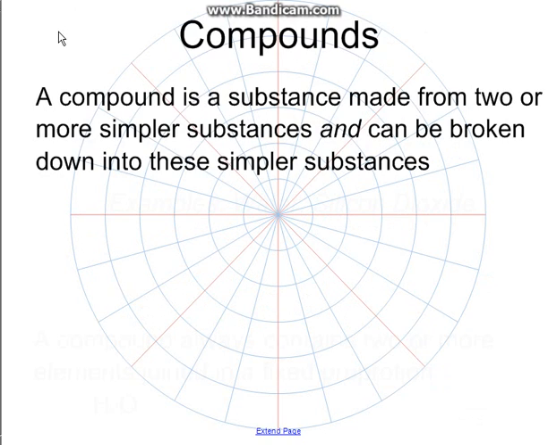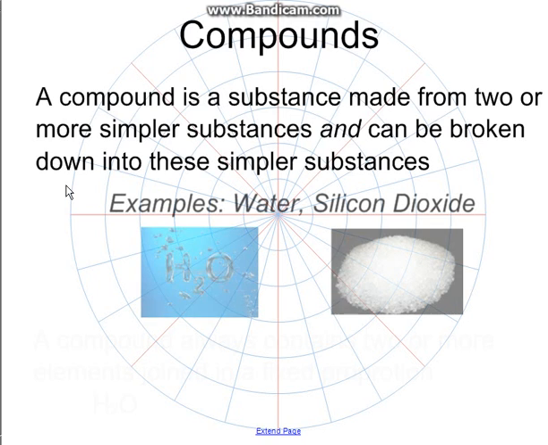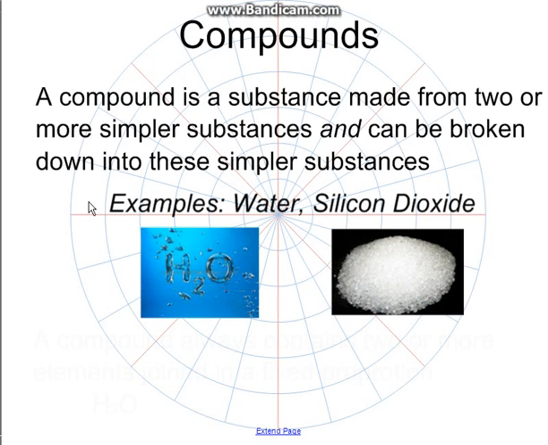A compound is the other kind of pure substance. And a compound is a substance made from two or more simpler substances that can be broken down. So elements cannot be broken down into different things, but compounds can. Examples of compounds are water and silicon dioxide.